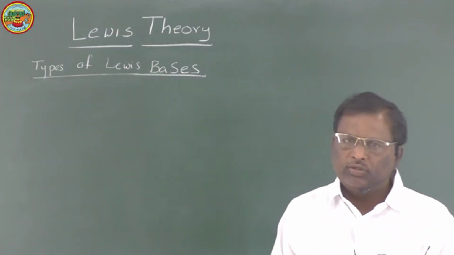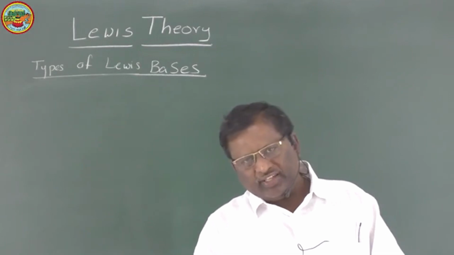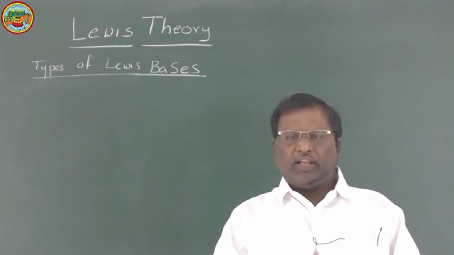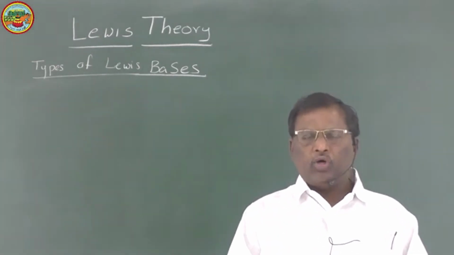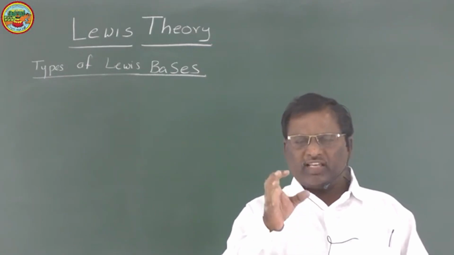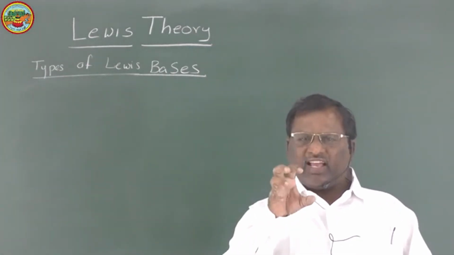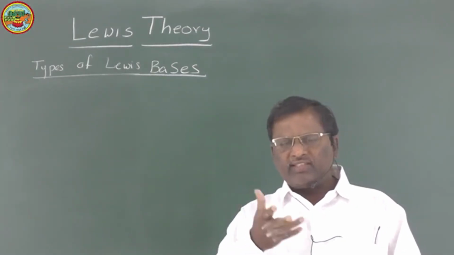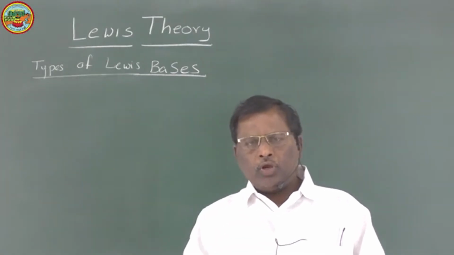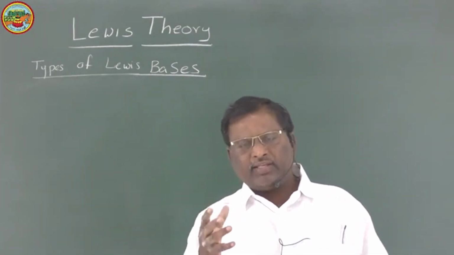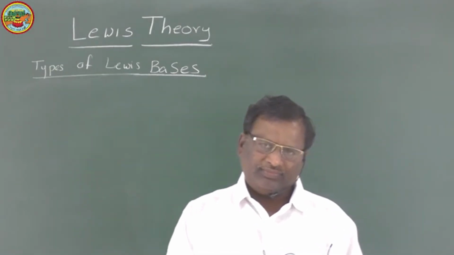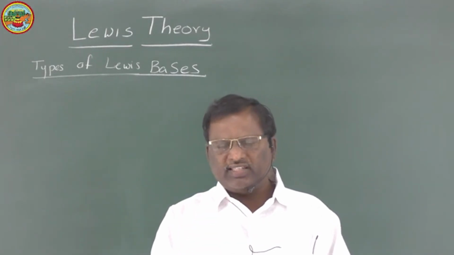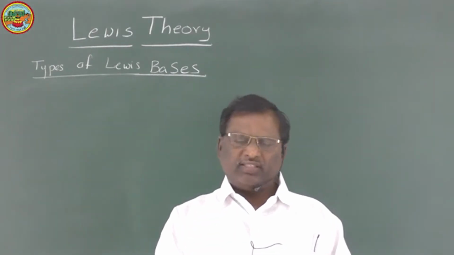Now, let us discuss Lewis bases. According to Lewis theory, a base is a species which can donate a pair of electrons to another species and form a covalent coordinate bond. So bases are the species which can act as electron pair donors. A species, whether it may be an ion or a molecule, that has the capacity to donate a pair of electrons is considered a Lewis base.